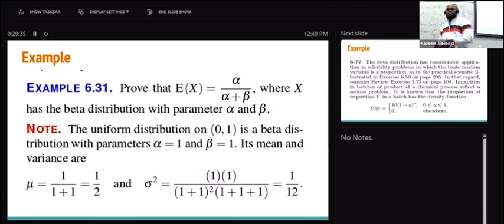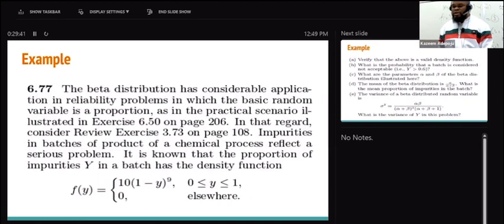Any question? Whether online or in person, any question? Any question? Okay, now we want to go into an example of a beta distribution.